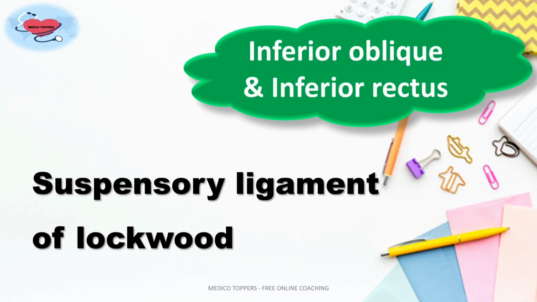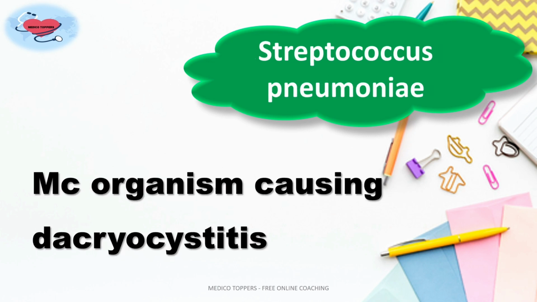Suspensory ligament of Lockwood, which is seen in the eye, is formed by which muscles? This consists of a blending of sheets of inferior oblique and inferior rectus muscles to form a special thickening of the fascia which supports the globe like a hammock. So suspensory ligament of Lockwood mainly consists of the sheets of inferior oblique and inferior rectus. Most common organism causing dacryocystitis, Streptococcus pneumoniae.